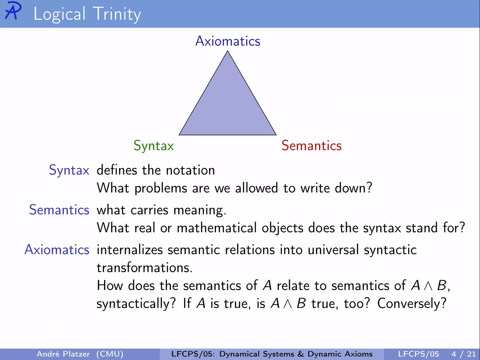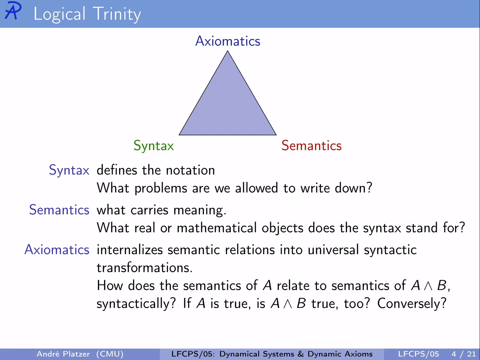So what we will see today for the first time is a third leg of the logical trinity. The syntactic part that we've seen simply defines the notation that we're using, so what problems are we allowed to even write down and ask ourselves. But that in and of itself are just a bunch of mathematical symbols. Really, the semantics is the second part, which defines what carries actual meaning. For example, what real or mathematical objects does the admittedly quite arbitrary syntax stand for? Well, the syntax isn't that arbitrary because we designed it to carefully support your intuition, but only after we give mathematical meaning to the syntactic operators do they actually talk about something in reality.